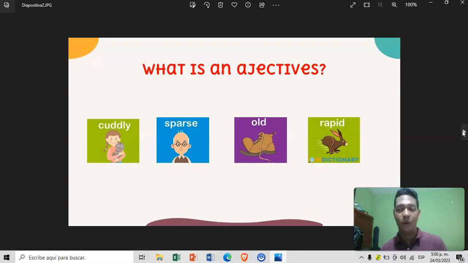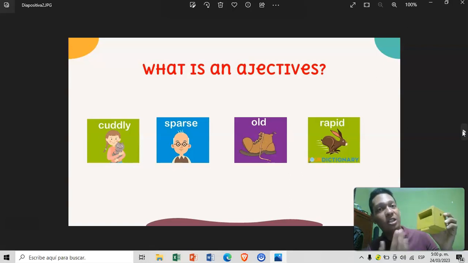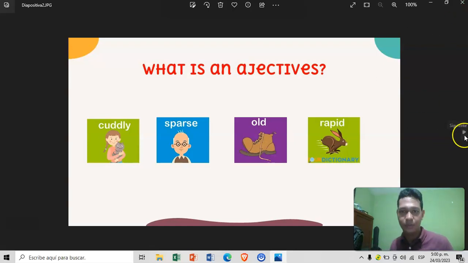For example, I am tall. That is an adjective, tall. For example, this is yellow. This is an adjective. I am making a description about this. So this is an adjective. So let's continue.